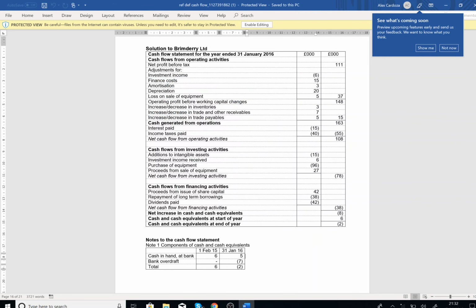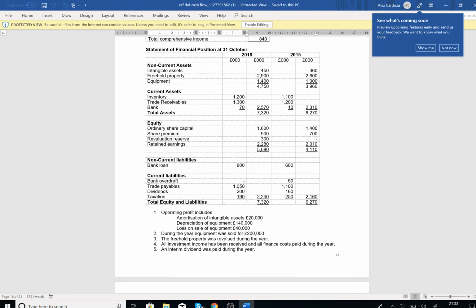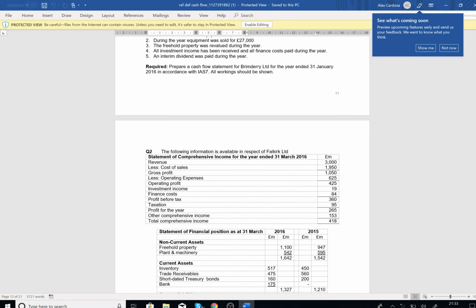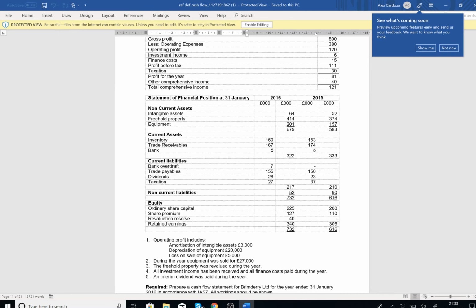So the final part is your proceeds from the issue of share capital and your dividends paid. To work out your proceeds from share capital, it's quite straightforward. You literally just take the difference, same way as you did with liabilities, but you do it for share capital. Just add your equity at the beginning of the year.